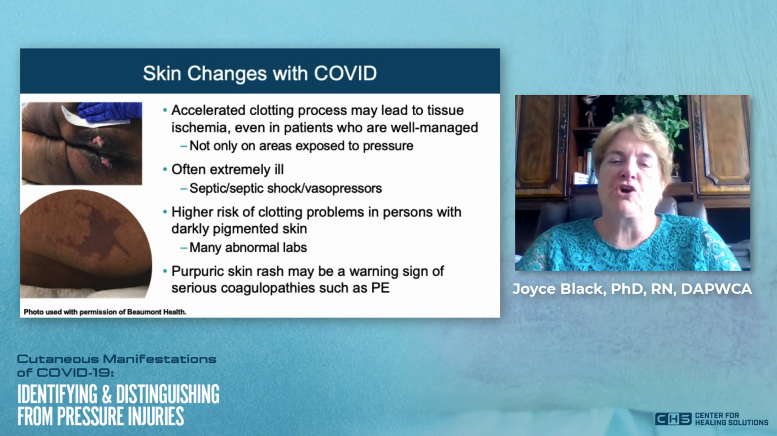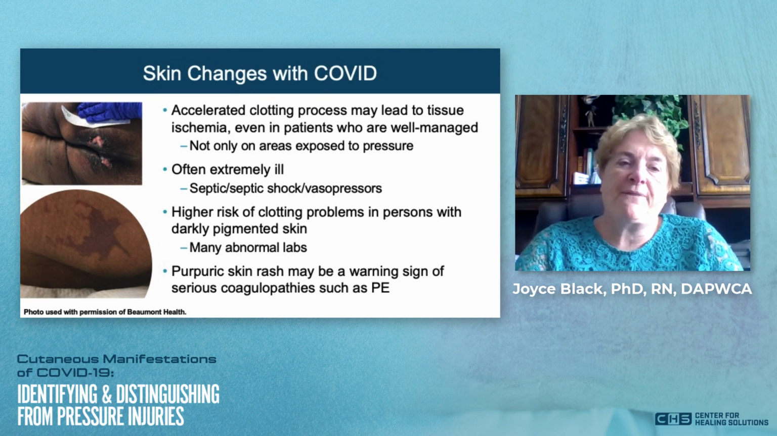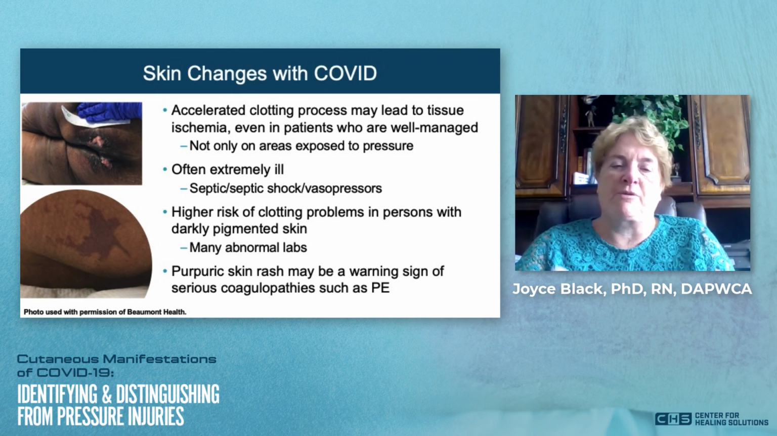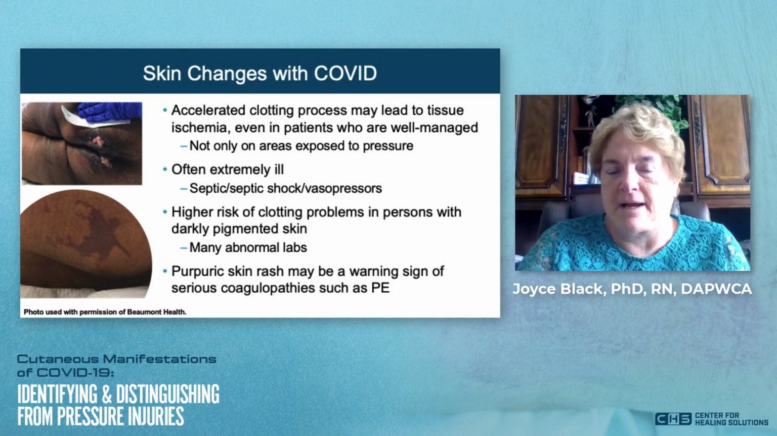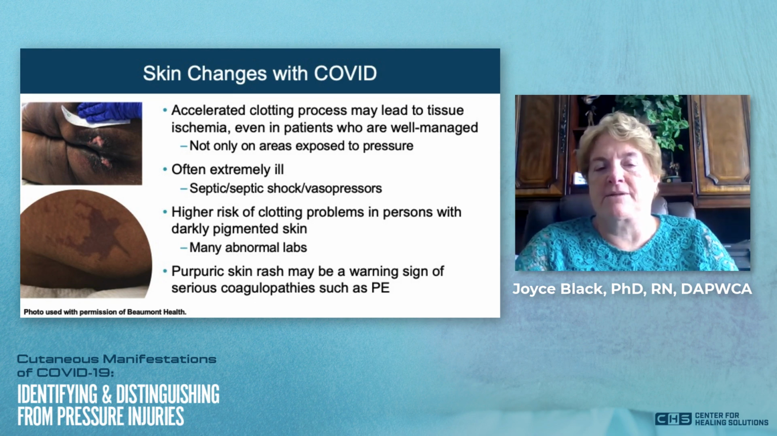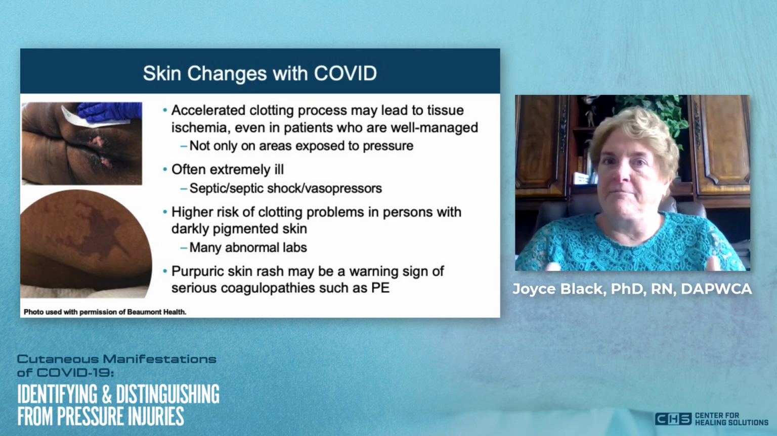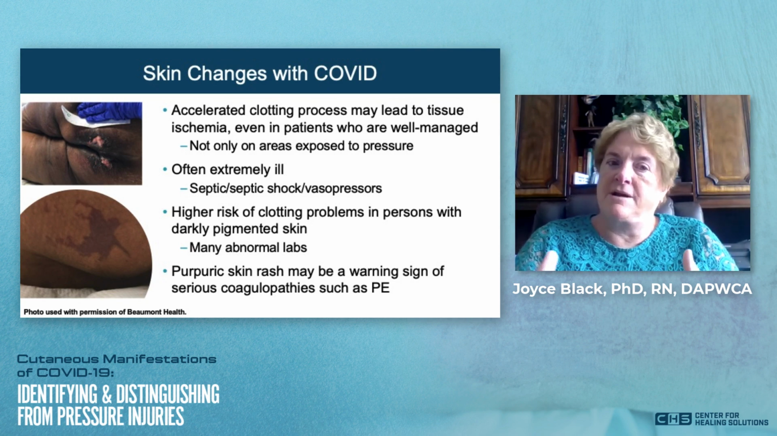I want you to look at the skin lesion on the left. When you look at that, you see a purple area. What you're looking at is the side of the buttocks. And the wound that you're seeing is in a patient that is in critical care on a ventilator. And of course, it's in a body area that's on the buttocks.